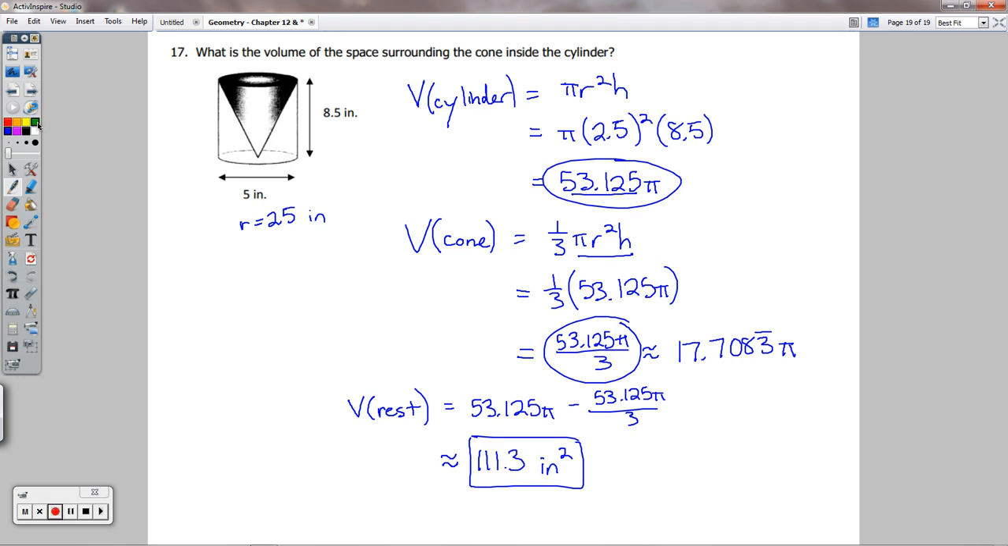Now you could have done what we did here, or you could have actually done the volume of the remaining part. Since this is pi r squared h, and this is 1/3 pi r squared h, you could have just done 2/3 pi r squared h. If you did that, you would get this same answer in the end.